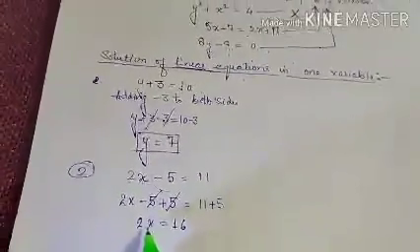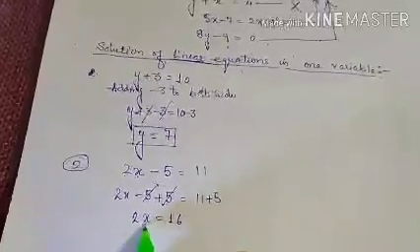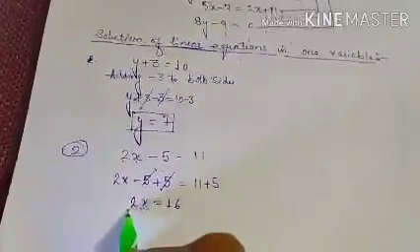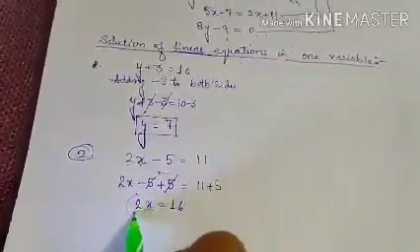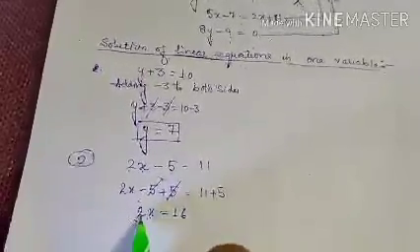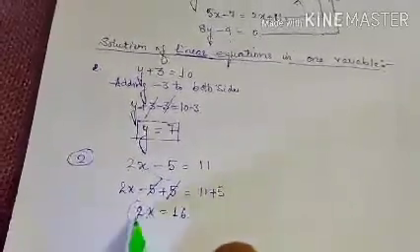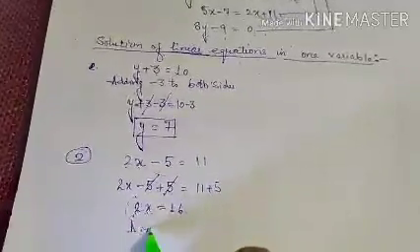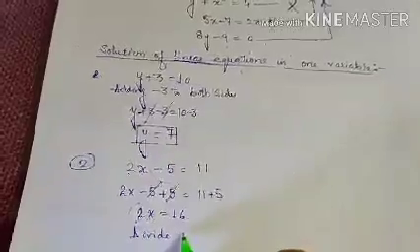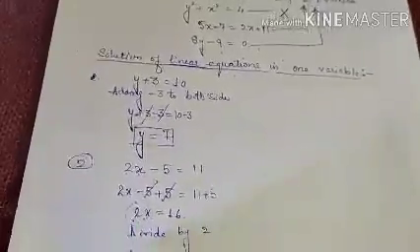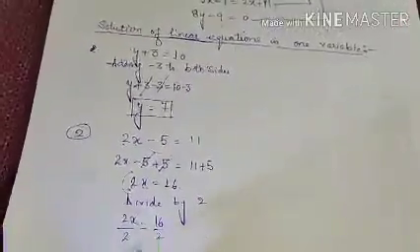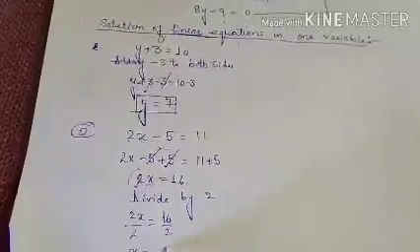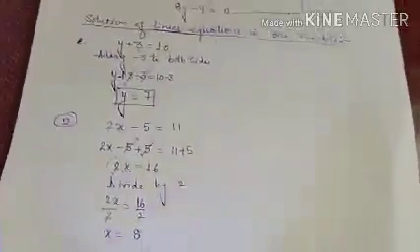Now again with the x, 2 is multiplying, so we have to remove this 2. The solution is to divide the whole equation by 2. You will get 2x by 2 equal 16 by 2, that is x is equal to 8. So this is the solution of this equation.